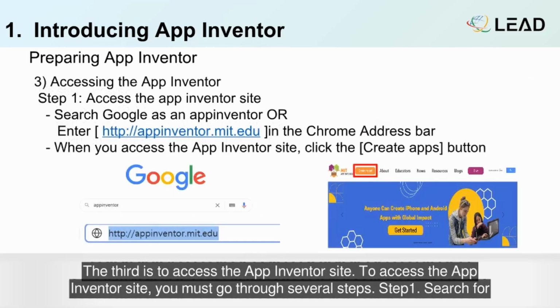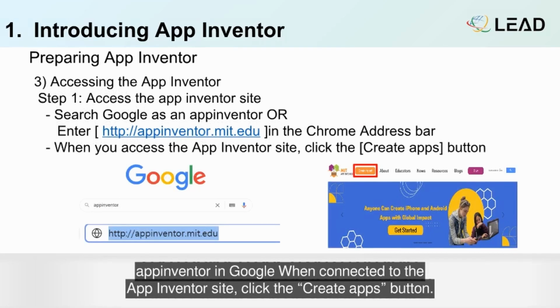The third is to access the App Inventor site. To access the App Inventor site, you must go through several steps. Step 1. Search for App Inventor in Google. When connected to the App Inventor site, click the Create Apps button.